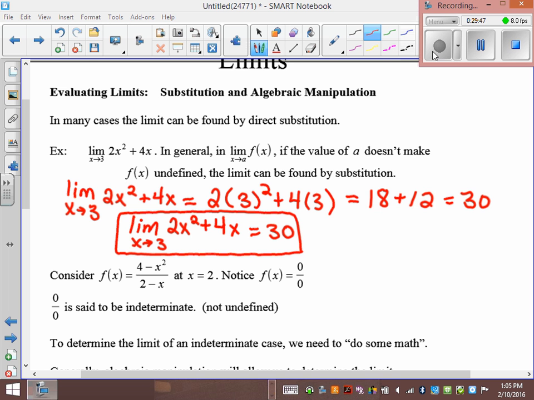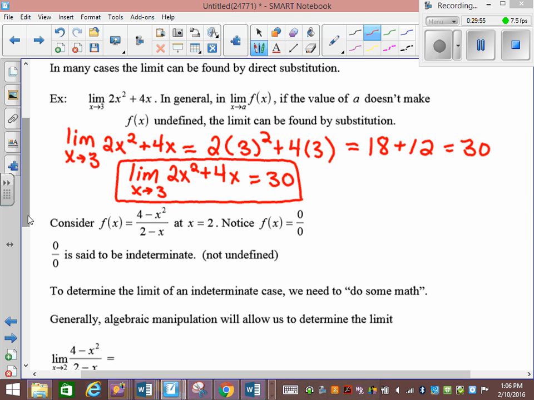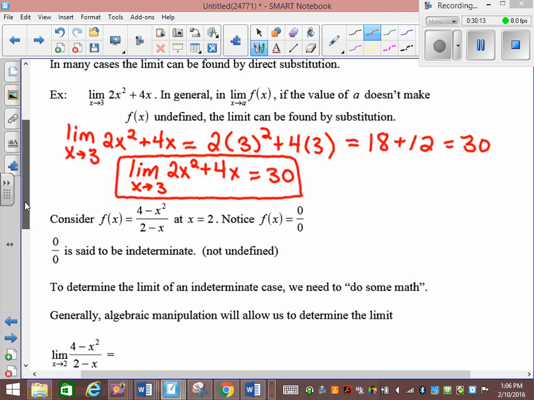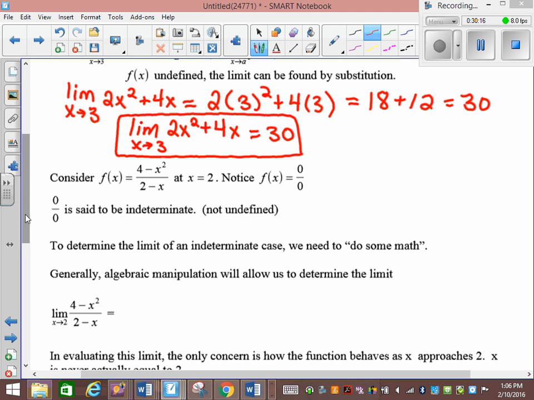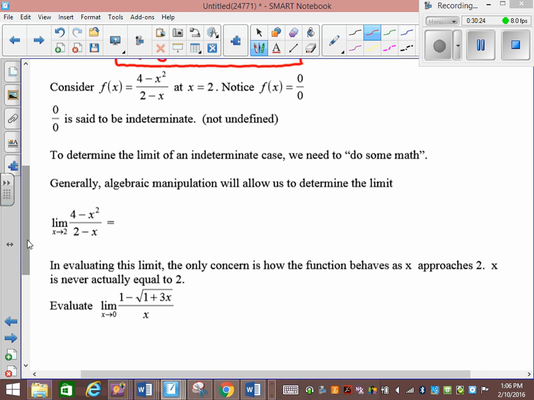So the first thing we always try is direct substitution. However, if we do direct substitution and you get 0 over 0, it's said to be indeterminate. Not undefined necessarily, indeterminate. So to determine the limit of an indeterminate case, we need to do some math. Generally, algebraic manipulation will allow us to determine that limit. So for this one, if I did the limit as x approached 2, it would give me a 0 down here and a 0 up here, which is a problem. So we do some math and see if we can figure that problem out.